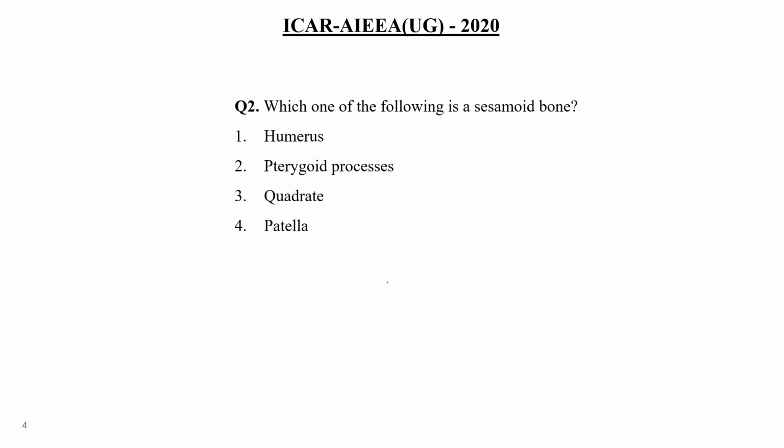Now, question number 2. Which one of the following is a sesamoid bone? Sesamoid bone. Humerus, pterygoid process, quadrate or patella? Just take 5 seconds. Which one of the following is a sesamoid bone?